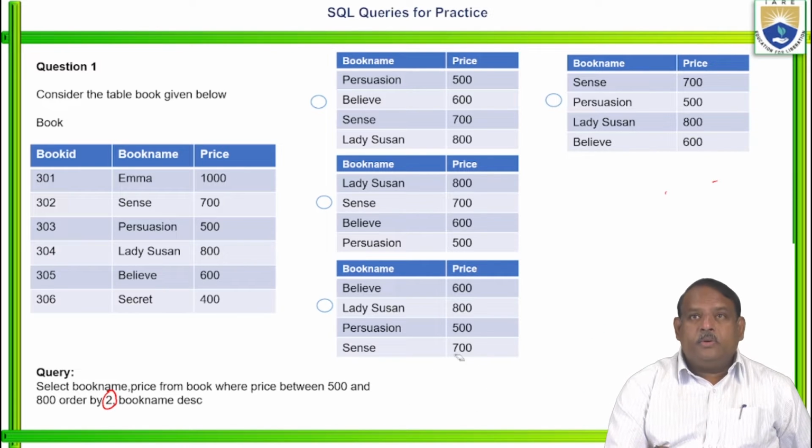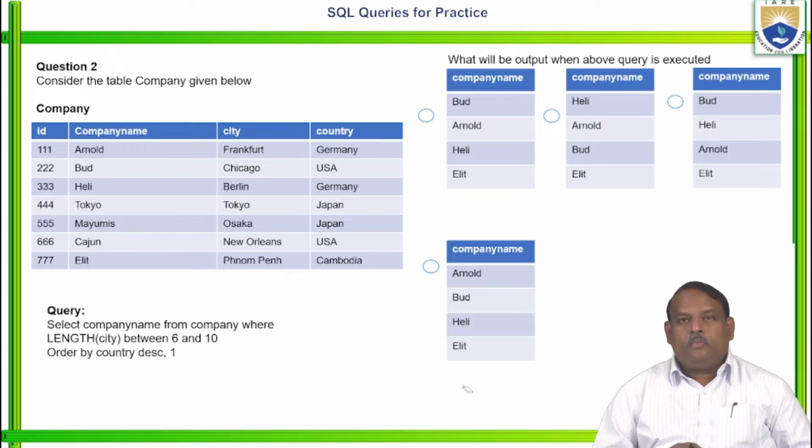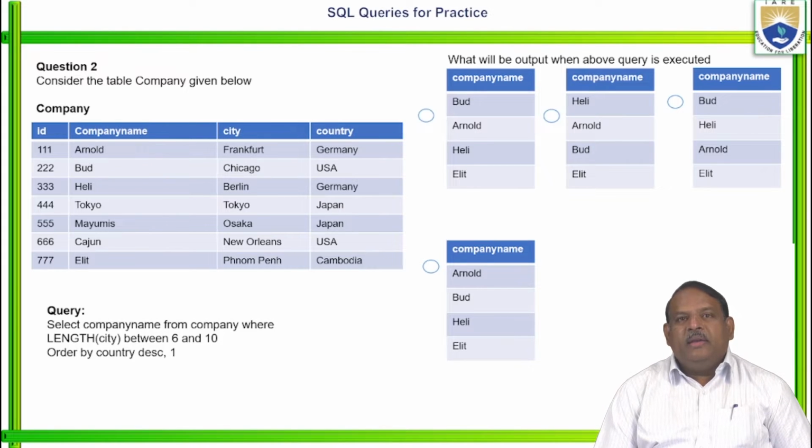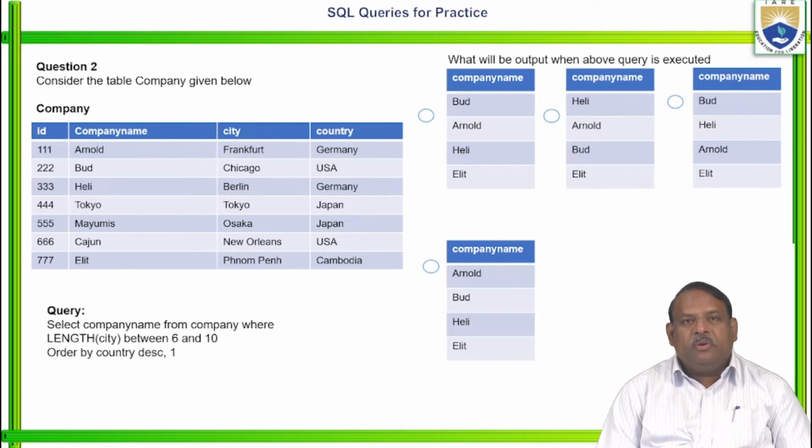Next question. Okay, what is the next here? The table name is company. So company is the name of the table having ID, company name, city, and country. Okay, 4 columns are there, and they have given 7 rows starting with 111, 22, 33, 44, 55, 77. Okay, now we have to see the query.